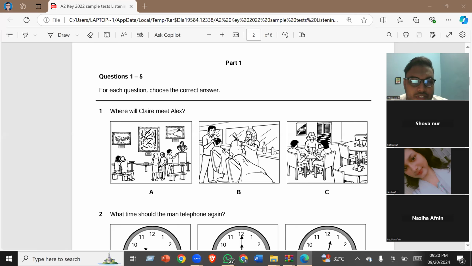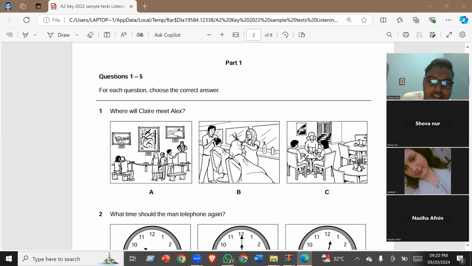There will be 5 questions, questions 1 to 5, and you can see the instructions. For each question, choose the correct answer. So basically, you will hear the question. You can see the first question: where will Claire meet Alex? You will hear the question, and then you will hear these 3 pictures, 3 options. First you will hear the question, and then the options. You have to check and give your correct answer according to the audio. This question will be played twice. You have to choose the correct answer according to your listening.